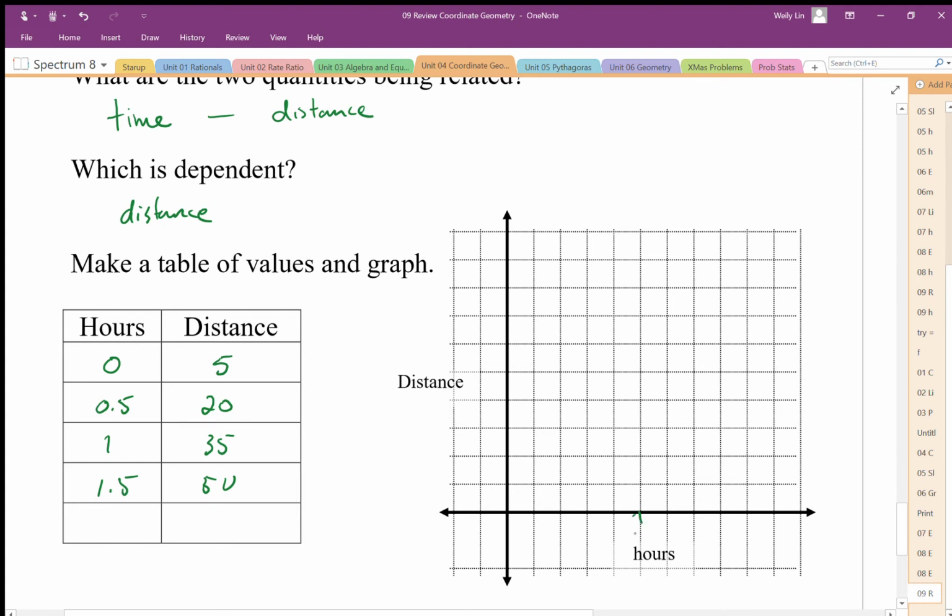Okay, so I'm going to mark my increments here. This is going to be 1 hour. Let's say that's going to be 2 hours. So that's going to be 0.5 and 1.5 here. My distance we'll do in 5s, so let's say that's 25, and let's say that's 50 kilometers.